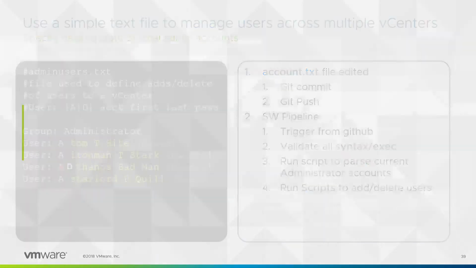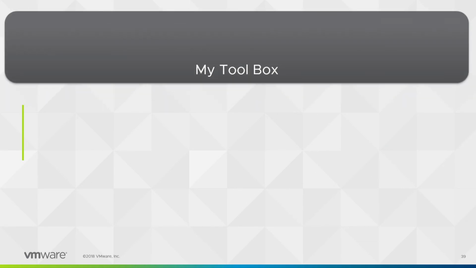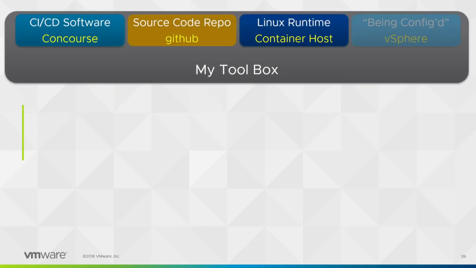Okay? So what's in my toolbox? So in my toolbox, I've got CI/CD software. In my case, I'm using Concourse. I just chose it because I do a lot of work with Pivotal. It was their product. I figured I might want to learn their product. It was extremely simple to get up and running. It was 2 containers, literally.